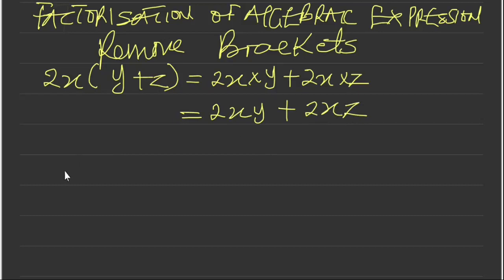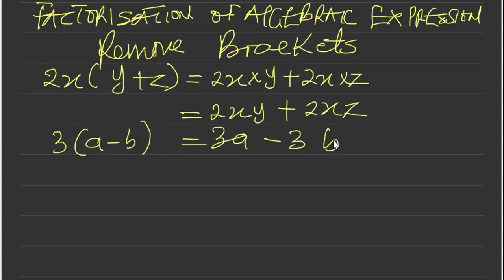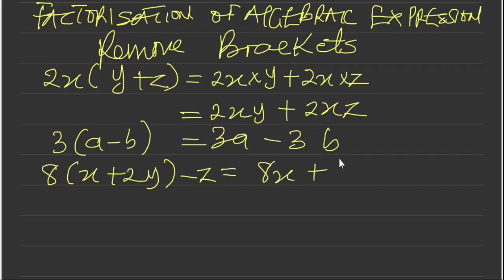Maybe we'll have another example like 3(a - b), which can be 3a minus 3b. Let's also have an example like 8(x + 2y) minus z. If you're able to see from this question, the z is not among the brackets. We are here to remove only the bracket. We have 8x plus 16y minus z.